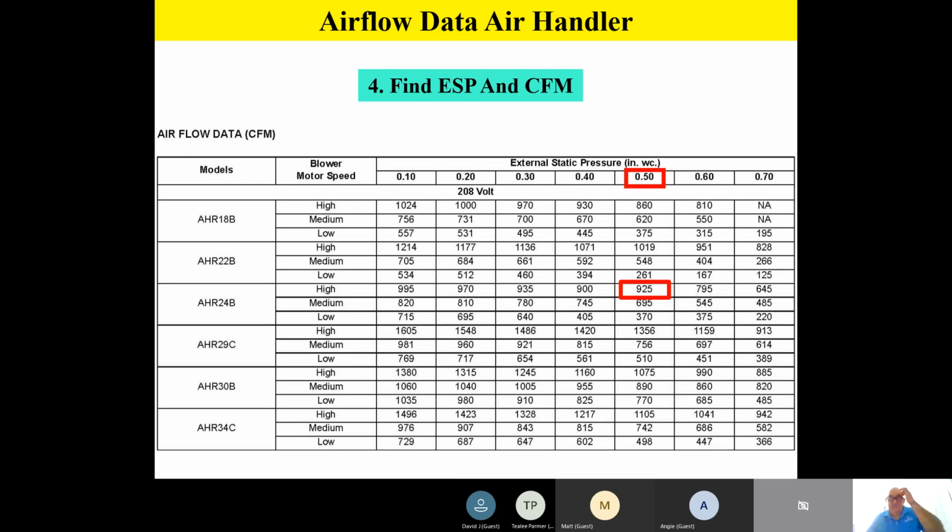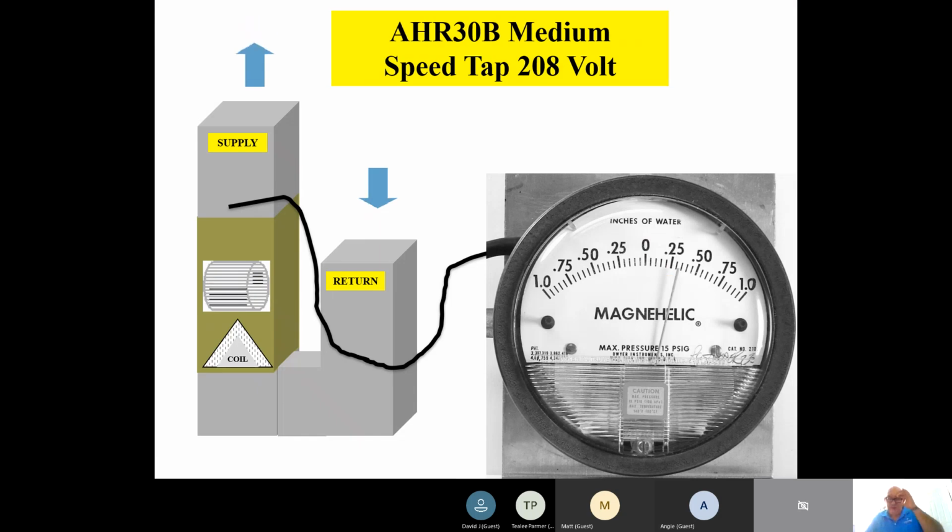Okay, well, let's do some examples together. Referring to your air handler chart, now remember, team, be sure and look at the voltage table if we have a voltage table to consider on your air handler chart. So this is an AHR 30B air handler. Find AHR 30B on your handout. It's on the medium speed tap, but it's on the 208 volt table.